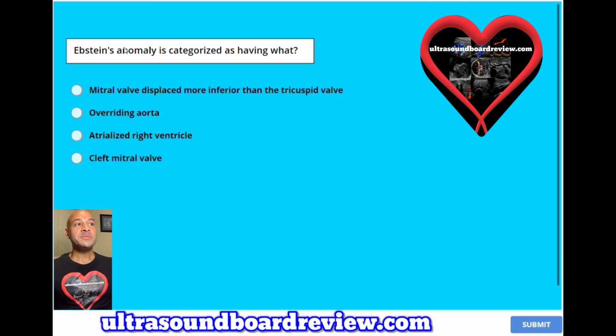Question 144. Epstein's anomaly is categorized as having what? A, mitral valve displaced more inferior than the tricuspid valve. B, overriding aorta. C, atrialized right ventricle. Or is it D, cleft mitral valve? The answer is C, atrialized right ventricle.